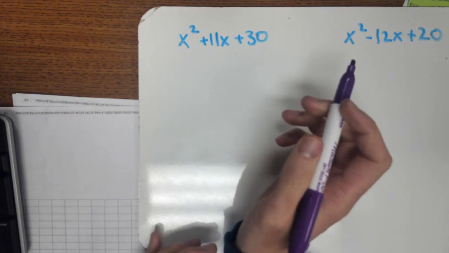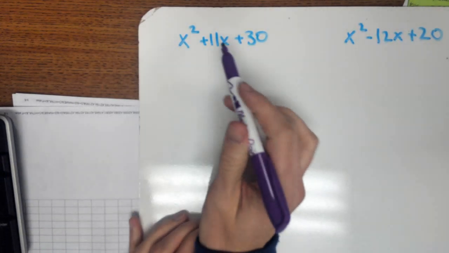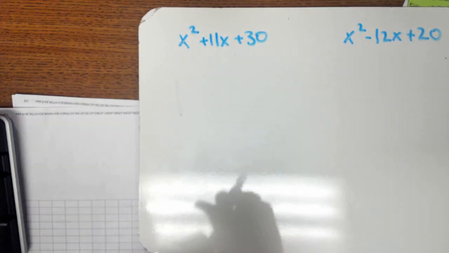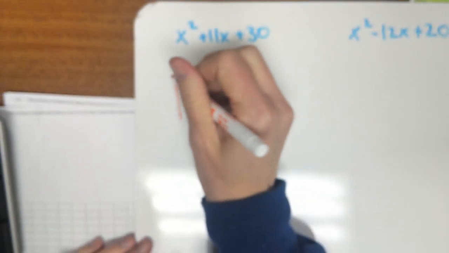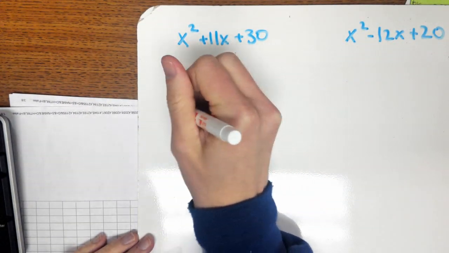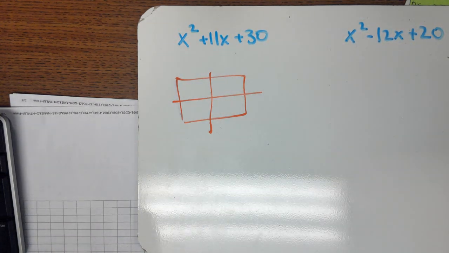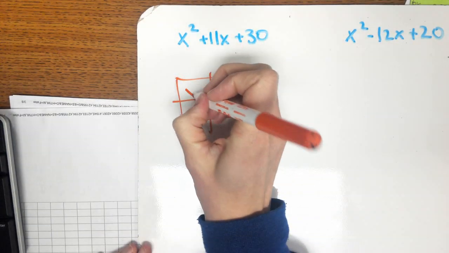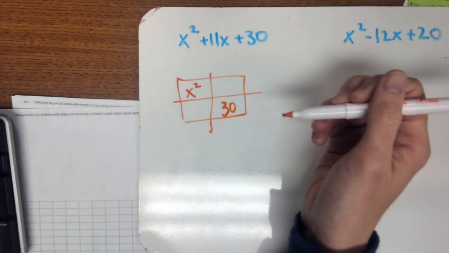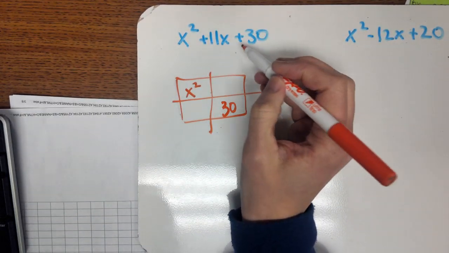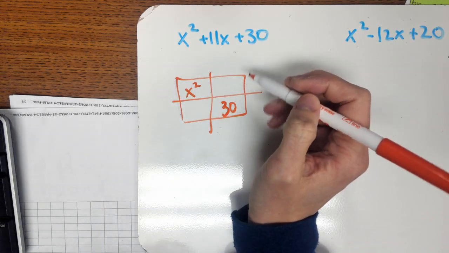Okay, so I'm going to walk you guys through a couple of factoring problems from start to finish. So we're going to first create a box. Let me get a marker. So we'll create a box, cut it into 4s, and then whatever your first term is goes into the first box, and then whatever the last term is goes into the bottom right corner. Make sure that that sign stays here, so if that was minus 30, you'd have to put negative 30.